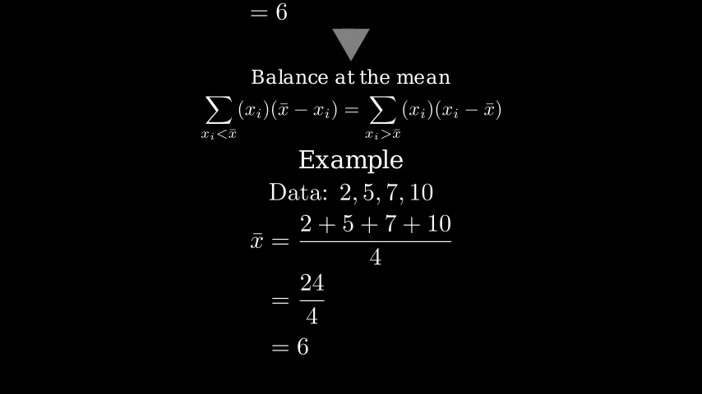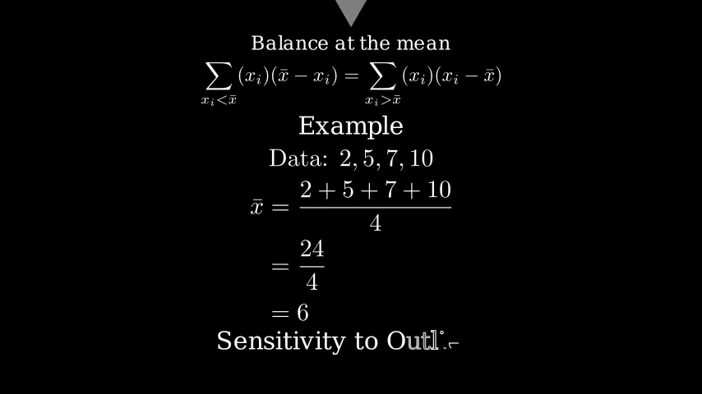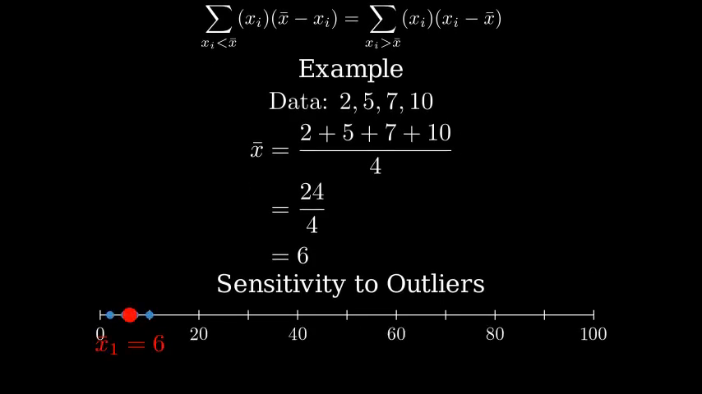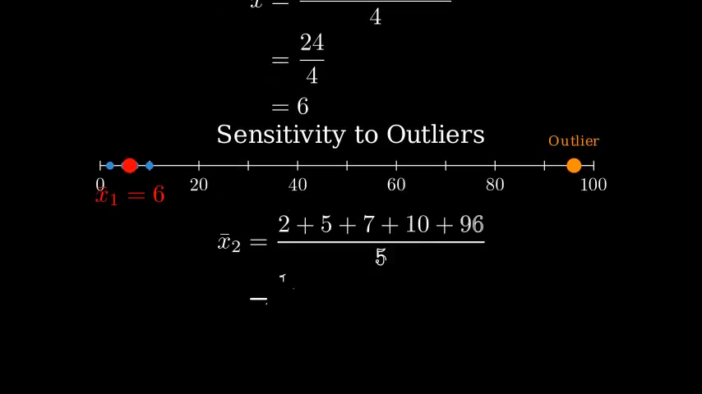One important property of the mean is that it's sensitive to extreme values or outliers. For example, let's take our previous data, 2, 5, 7, 10, which had a mean of 6. Now, let's add one very large value, say 96. The new mean becomes 2 plus 5 plus 7 plus 10 plus 96, all divided by 5, which equals 120 divided by 5, which equals 24. Notice how significantly the mean shifted from 6 to 24, just by adding one extreme value. This sensitivity to outliers is an important consideration when choosing which measure of central tendency to use.